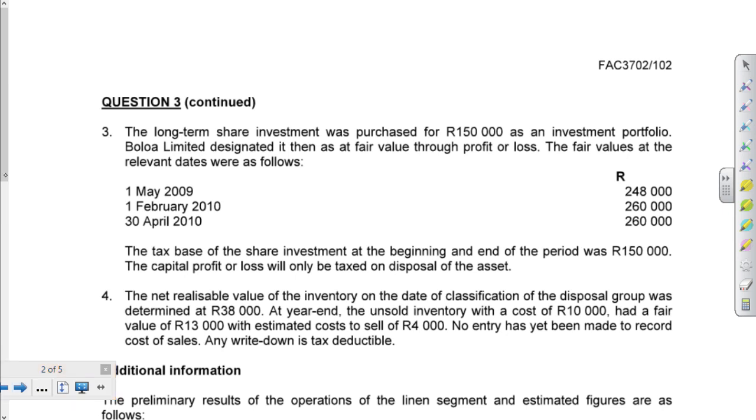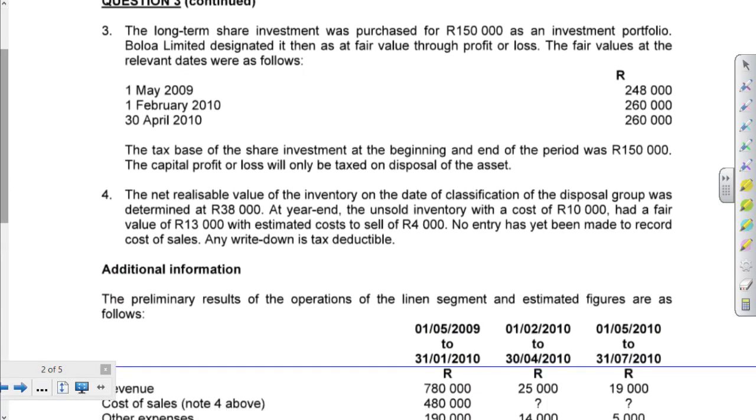The net realizable value of the inventory at the date of the reclass was 38. At year end, unsold inventory with a cost of 10 had a fair value of 13 and estimated costs to sell of 4. No entry has been made to record cost of sales. I don't care about year end. Do you agree that I don't care about year end? Because I've been asked to do journals at the 1st of February. So for now, for what I've asked you to do with this question, you can ignore this piece that talks about the year end.